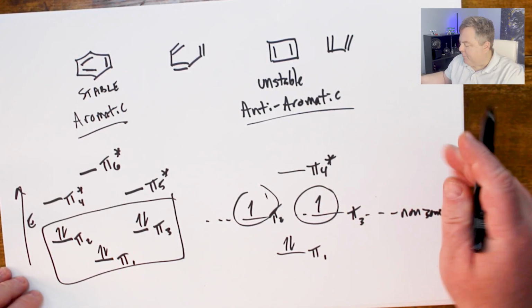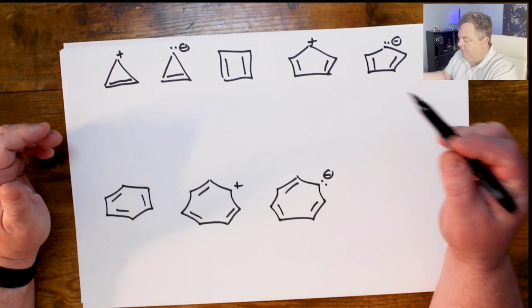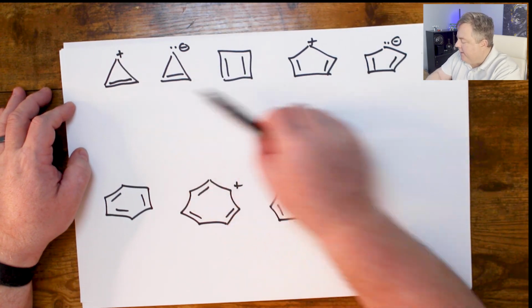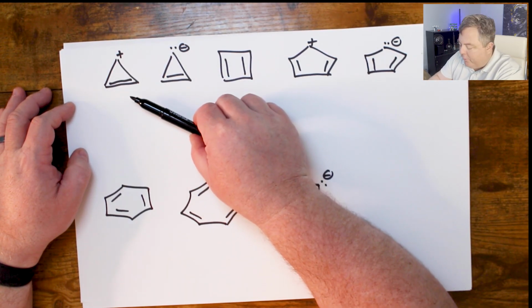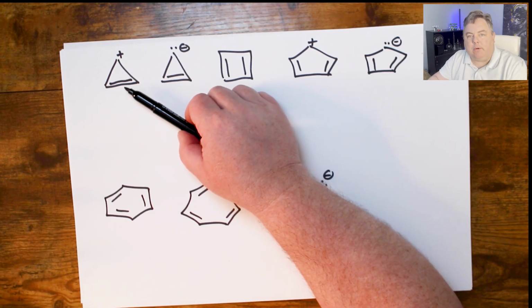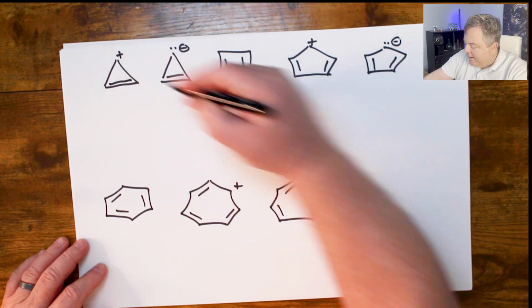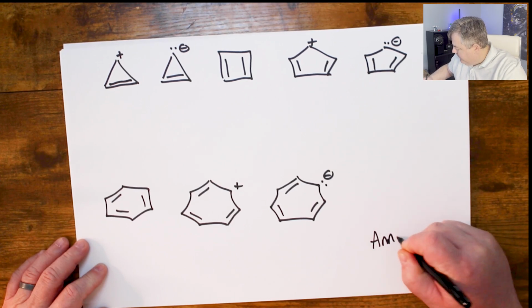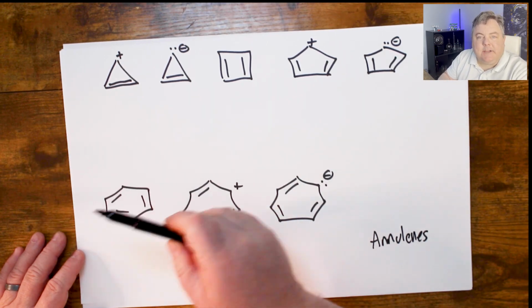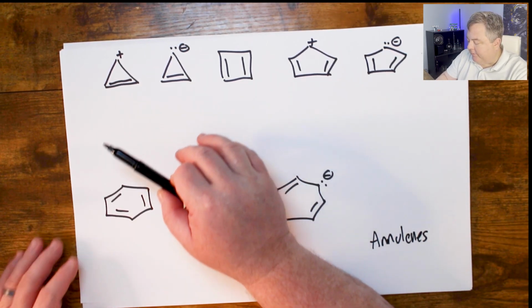Let's look at some other examples. So let's look at these ring systems. In each of these, they're conjugated all the way around. And every carbon atom has a p orbital. So these compounds are called annulenes, organic compounds that are conjugated all the way around and they're rings.